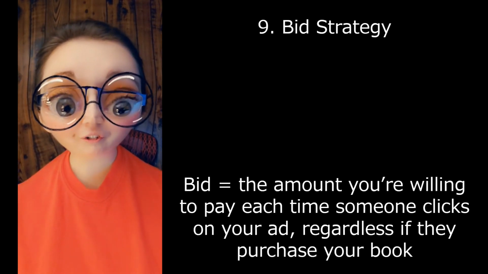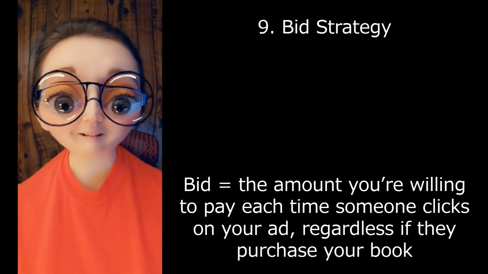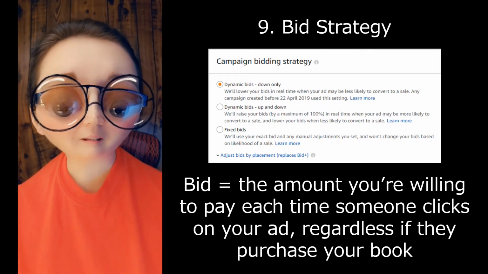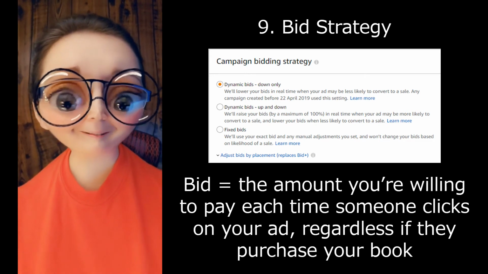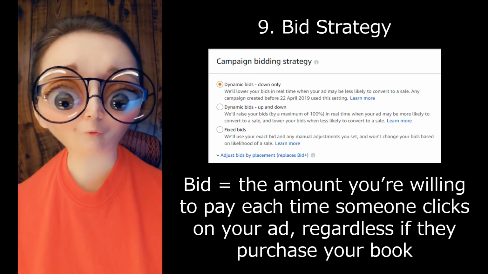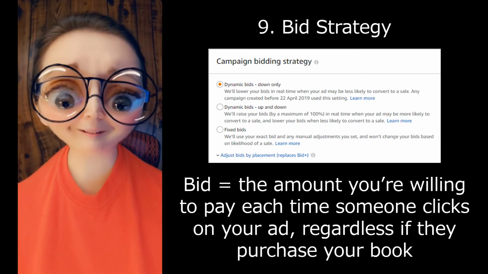Step number 9, setting your campaign bid strategy. Okay, you're just starting out. You want to pick dynamic bids down only. The reason for this is it will allow Amazon to decide, hey, this click is not worth her full bid rate, I'm going to charge her less. And that's a good thing.